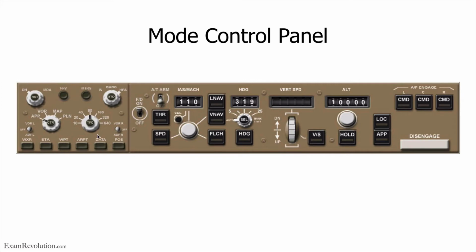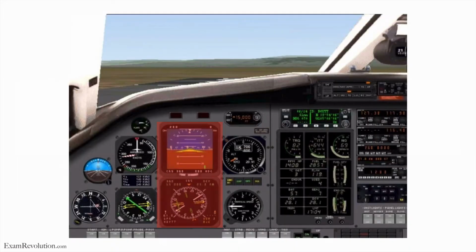So this is the MCP. This is an example of an MCP that can be used to change the information on your different displays. And here's the perfect example of where a screen is split. This is actually just an old type of PC-12, right? So here's the ADI. You can see you've just got your attitude information here.